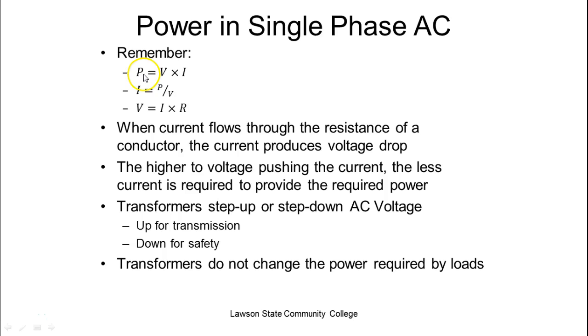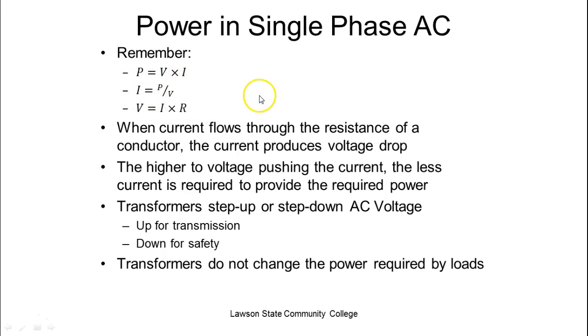These are our power formulas that you should know. Power is equal to V times I, and so I would equal P over V. And of course, V is equal to I times R. So this is our main power formula. What we're trying to do here is understand why it's more efficient to transmit AC.